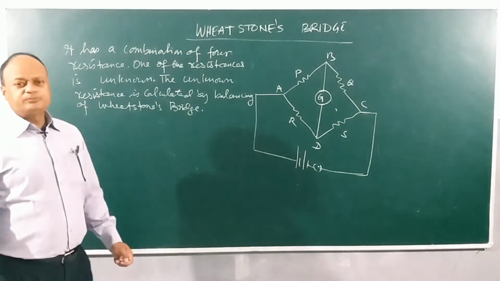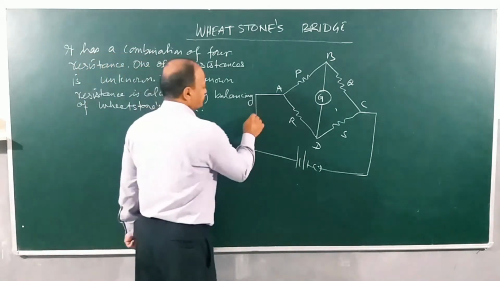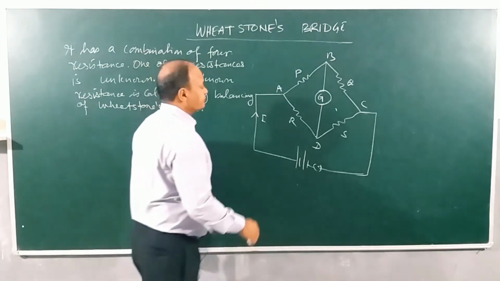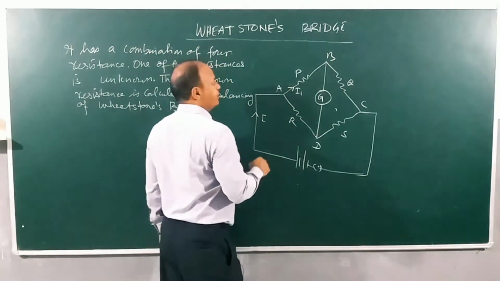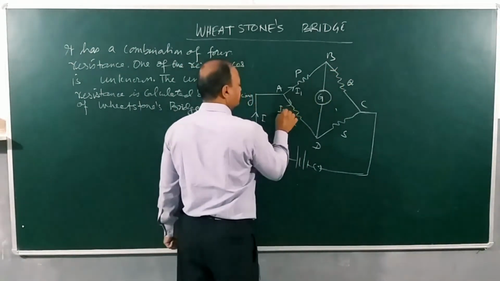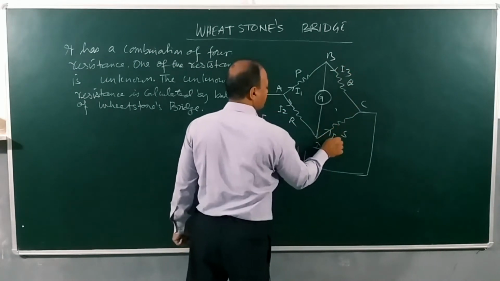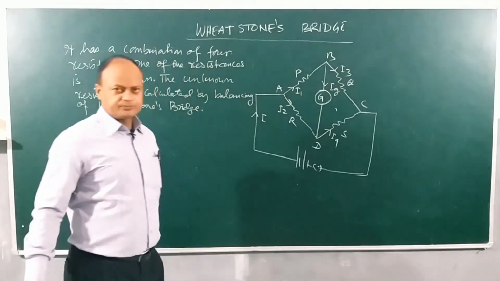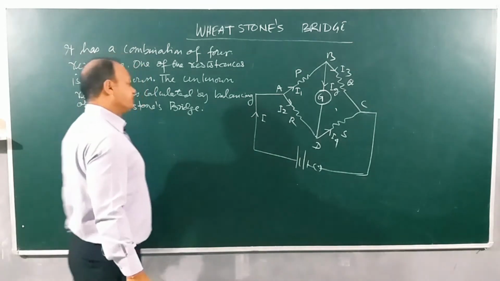Now we will see condition for balancing. Let us understand the distribution of current. Suppose the battery is supplying current I. Here this current is I1. This current is I2. This is I2. This is I3. And this is I4. And current through galvanometer is Ig. Clear? Now what is condition for balancing?